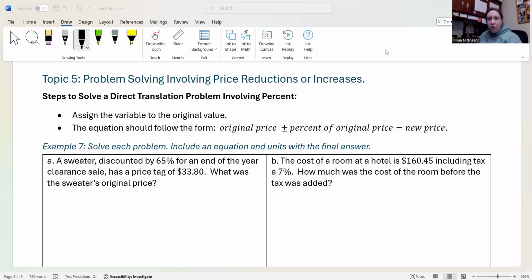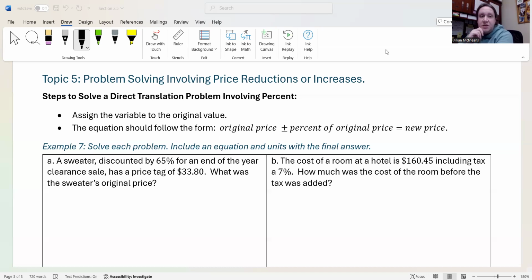The last type of word problem we're going to look at for this particular worksheet is going to take us right back to percent problems. We talked a little bit about percent problems in the previous worksheet, so they're back, all right? For this topic, it's problem solving involving price reductions or increases. Now, this does not necessarily have to involve a price. When you're dealing with reductions or increases involving percents, again, it doesn't have to involve price. Frequently it will. So for these examples, I do have this involving very specifically price.